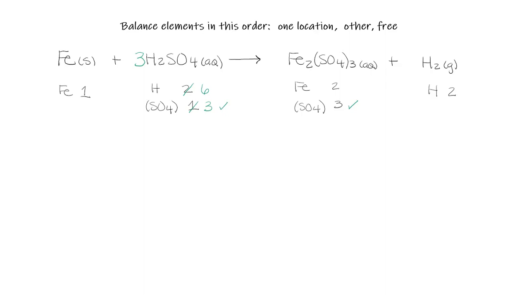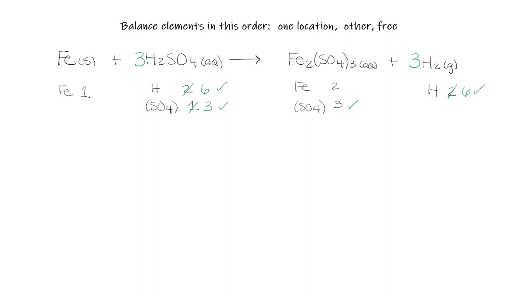Next, we can either balance the iron or the hydrogen. It doesn't matter which one in which order. I'll go ahead and balance the hydrogen next. So we see we have 6 hydrogens on the reactant side, 2 on the product side. In order to balance these, we need a 3 on the product side. That changes the number, and now we have 6 hydrogens on the product side. And it appears that we have balanced our hydrogens.